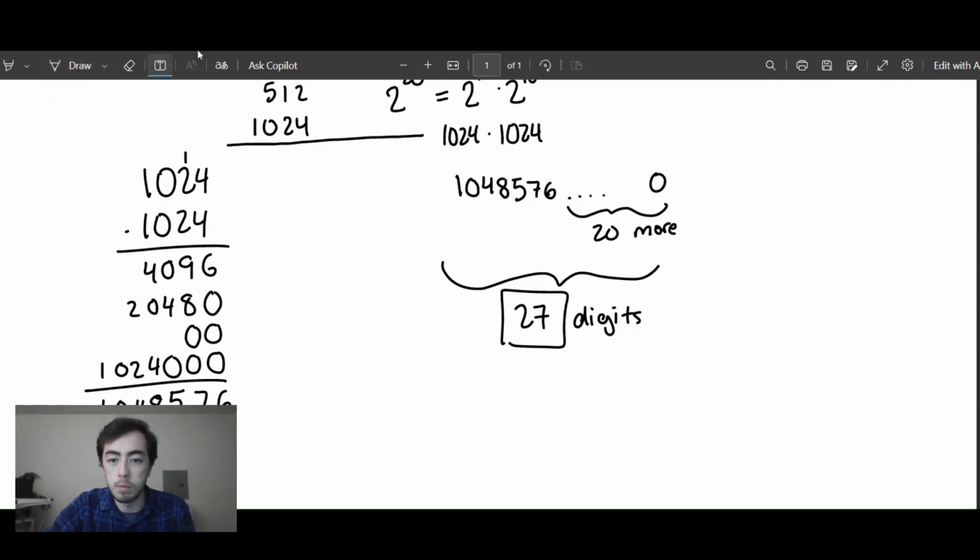I guess I'll rename this part here to say that I have not 20 more, but 20 zeros, because I didn't really have any repeating zeros until this one right here. So 20 zeros at the end. We have 27 digits overall.